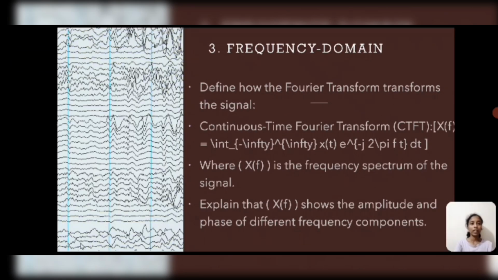Frequency domain. Define how the Fourier transform transforms the signal. Continuous time Fourier transform, CTFT: X(f) = integral from minus infinity to infinity of x(t) e^(-j2π f t) dt, where X(f) is the frequency spectrum of the signal. Explain that X(f) shows the amplitude and phase of different frequency components.